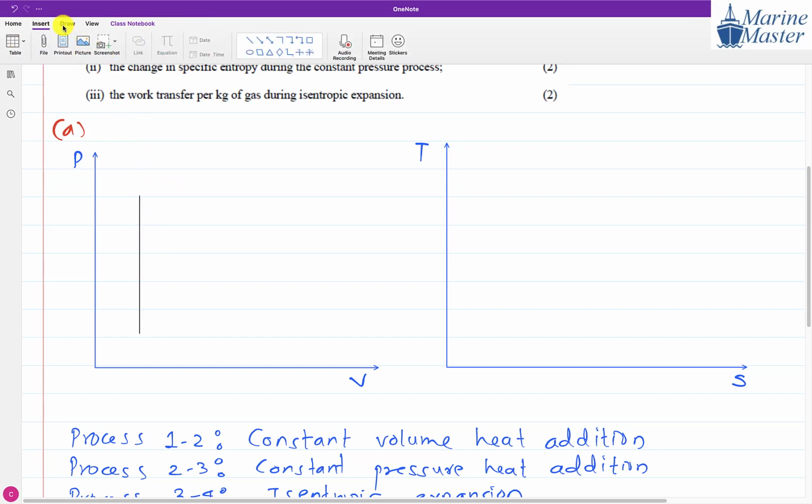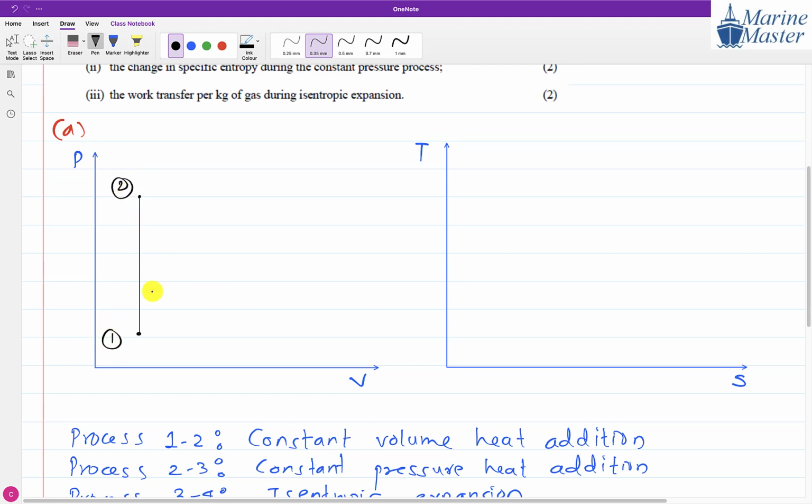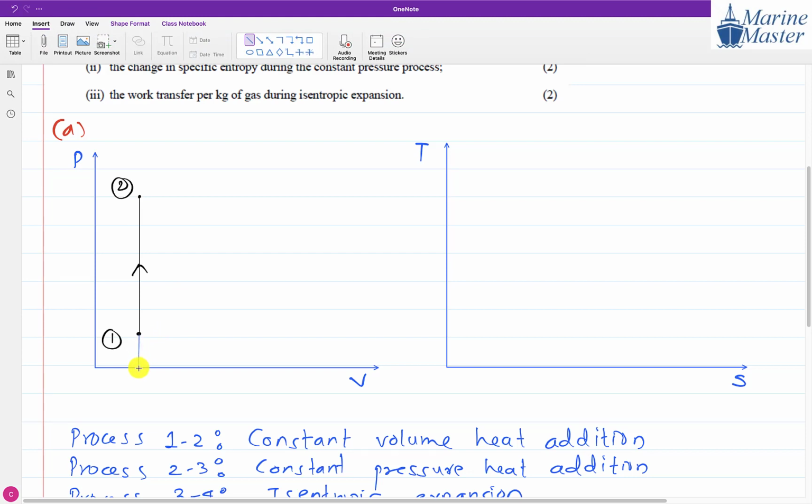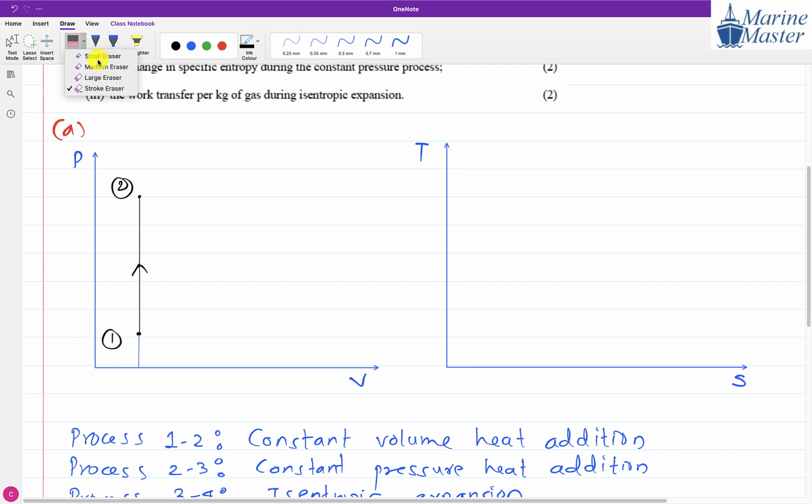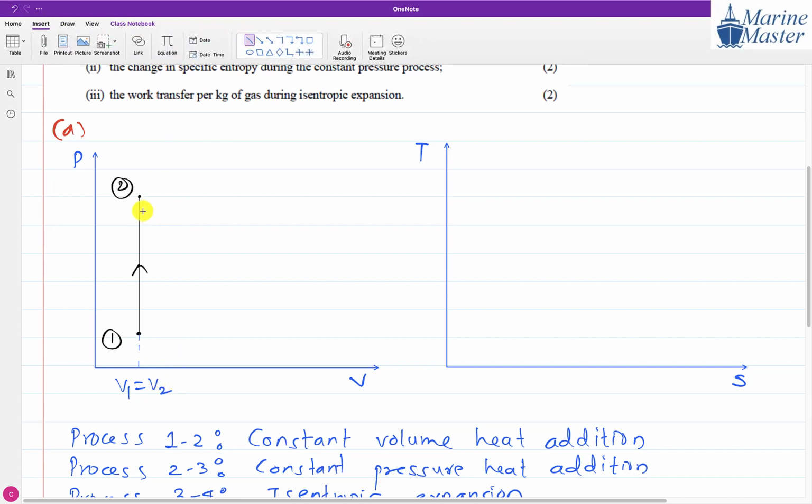We are going from point number 1 here, 1 to 2, a straight vertical line. And if we extend the dotted line from here, what can we say? V1 is equal to V2. One minute, let me make the dotted line properly. So here we can say V1 is equal to V2.